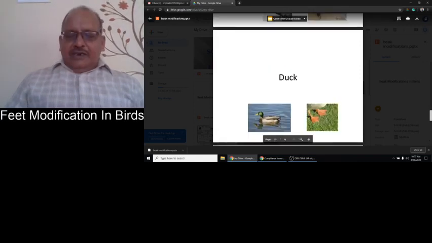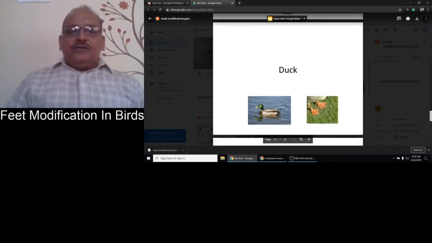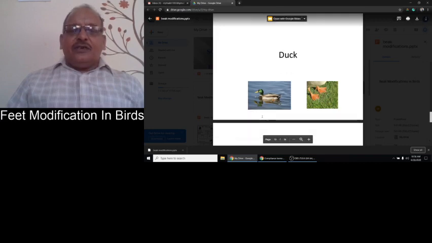This is the aquatic type of bird, which shows the swimming type of feet. There are four toes and all four toes are attached to each other by the skin called web. As all four toes are attached with web or skin, it acts as a propeller during swimming to cut the water and go in the forward direction.